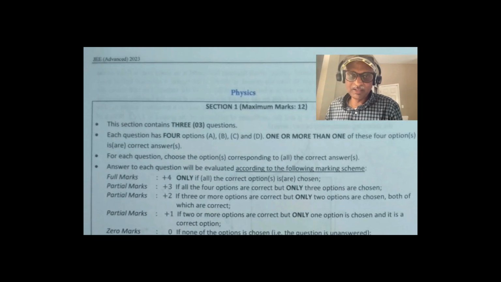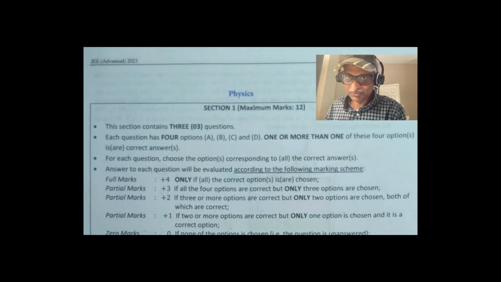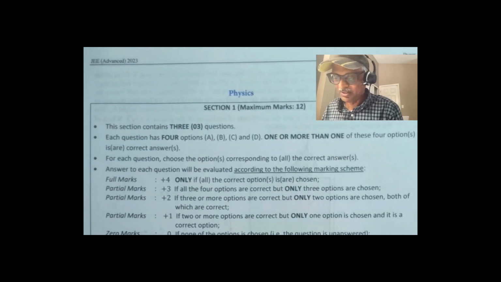IIT exam problem session. So this is section 1 of last year's 2023 JEE Advanced physics paper. Of course you have like 17 problems or so and you have just 1 hour to do them, so you got to do it really fast.